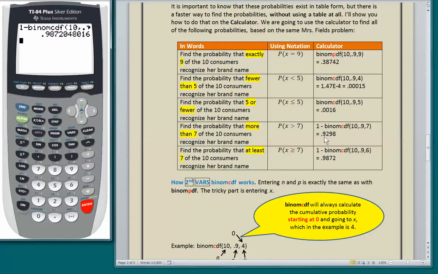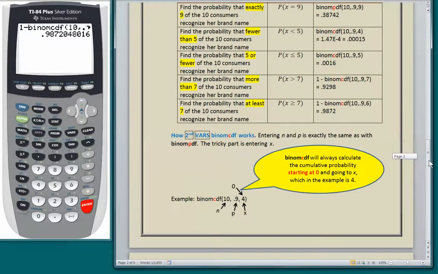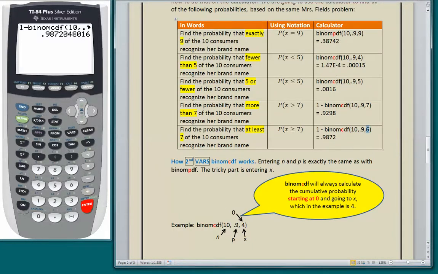I realize that this is confusing. I really encourage you to listen to this presentation of this problem several times, and I think once you've done that a few times, you'll start to get the idea, especially about this 1 minus business. The first time you see it, it very well may not make sense. But go through it a few times, and I think it'll start becoming clear for you. So that is the end of this presentation.